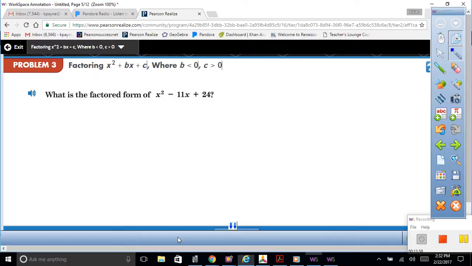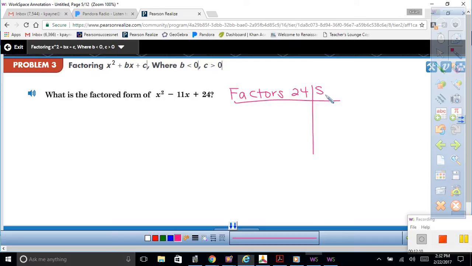Okay, example 3, we're doing the same thing. The only difference is we have a negative sign here. So we're still trying to find the factors of our last number that have a sum of our middle term, but now the middle term is negative 11. So first of all, the factors of 24. 1 and 24, 2 times 12, 3 times 8, 4 times 6.